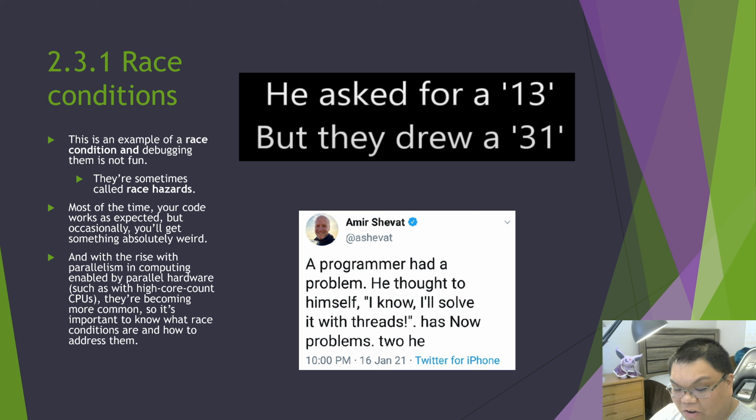And we might have the potential of debugging race conditions in parallel programming. Just be prepared to start debugging these things. They're sometimes called race hazards, by the way.